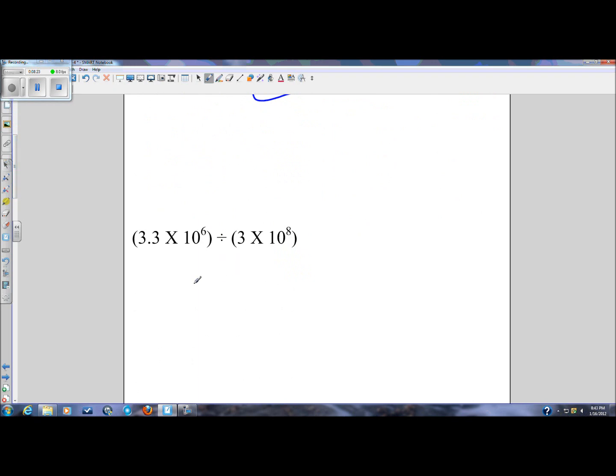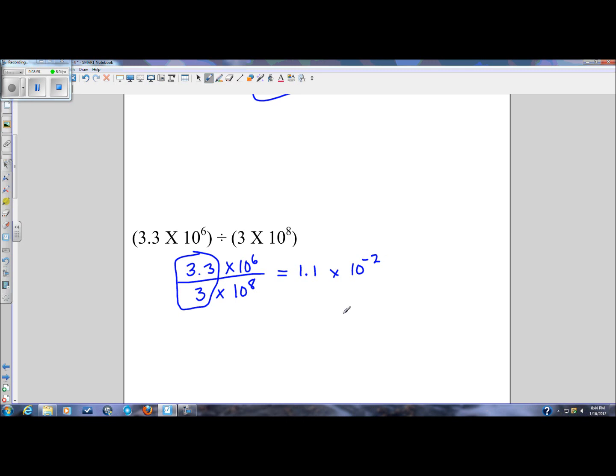Next, we have 3.3 times 10 to the 6th divided by 3 times 10 to the 8th. Again, write this as a fraction. We have 3.3 divided by 3. Well, that gives you 1.1. 10 to the 6th divided by 10 to the 8th. 6 minus 8 gives you negative 2. So that's times 10 to the negative 2.